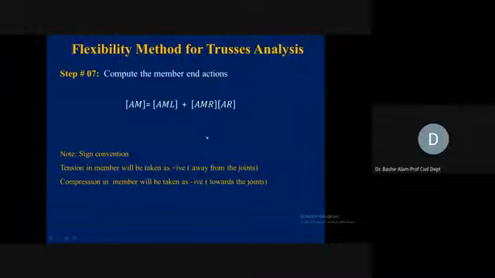Sign convention which we will be following in this method: tension in a member will be taken positive. And how do we show the tension? When the forces are acting away from the joint. Compression in members will be taken negative. And how do we show it? When the forces are acting towards the joint, that will be the sign of compression, and it will be taken as negative.